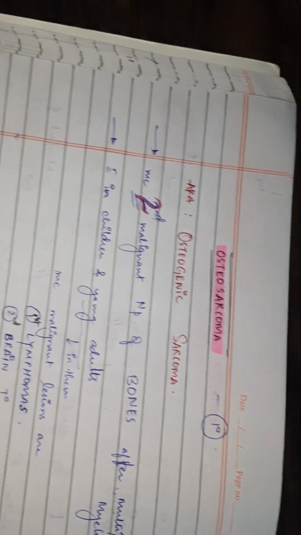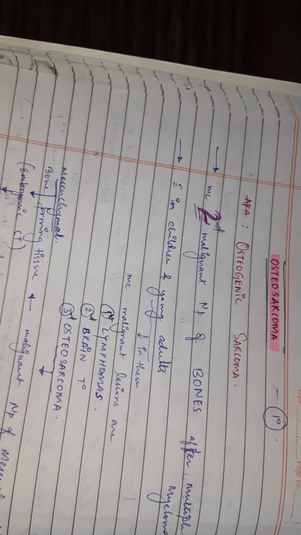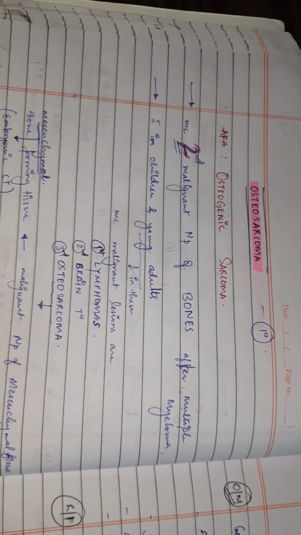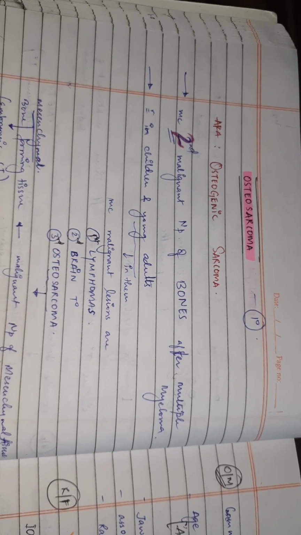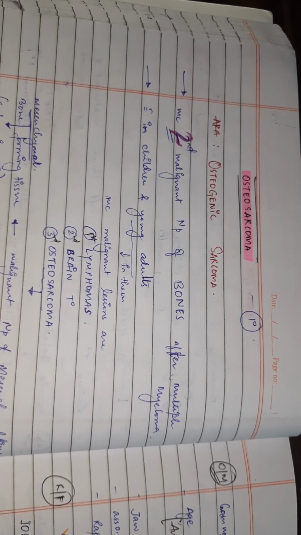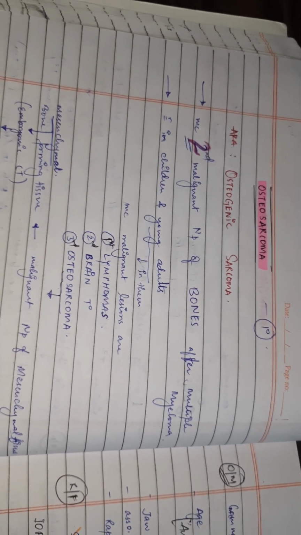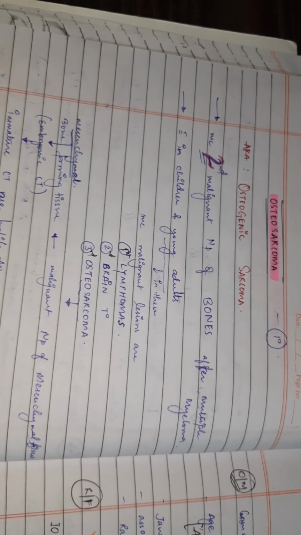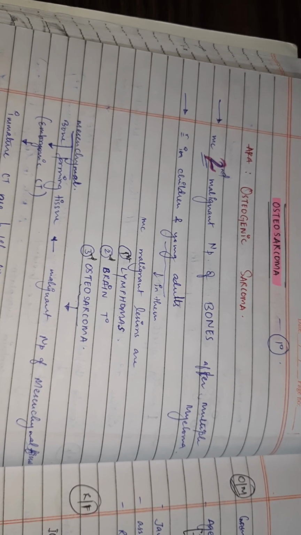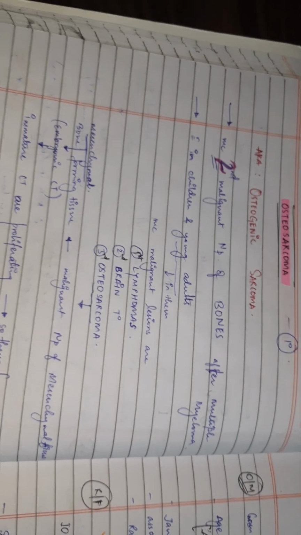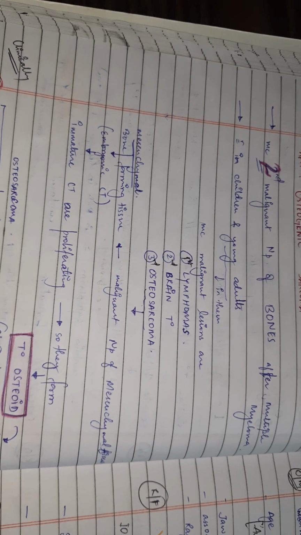Osteosarcoma, or osteogenic sarcoma, is the most common malignant neoplasm of bone after multiple myeloma. It is seen in children and young adults. In them, the most common malignant lesions are lymphomas, brain tumors, and osteosarcoma. First is lymphoma, second is brain, and third is osteosarcoma.